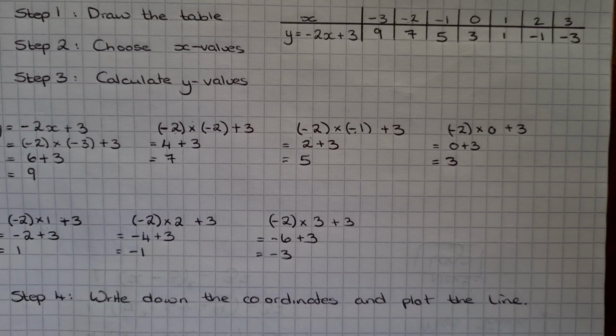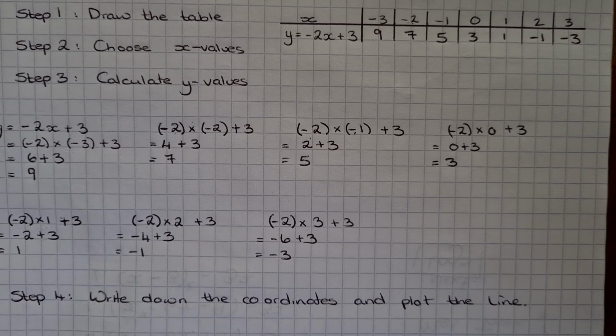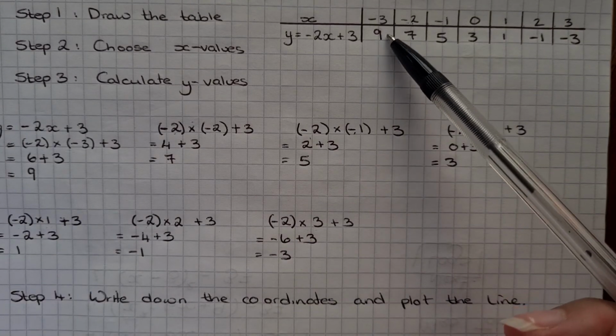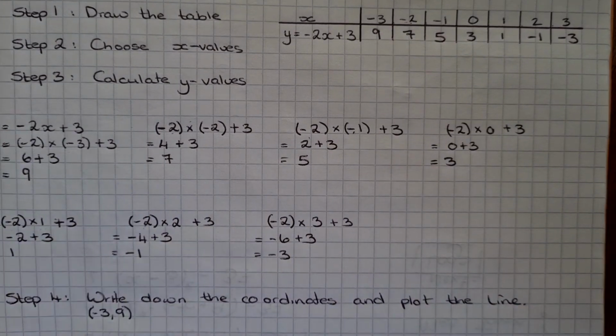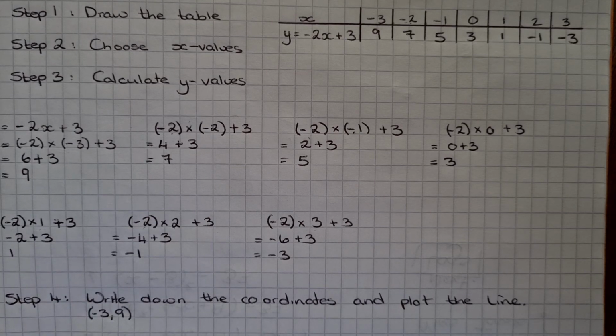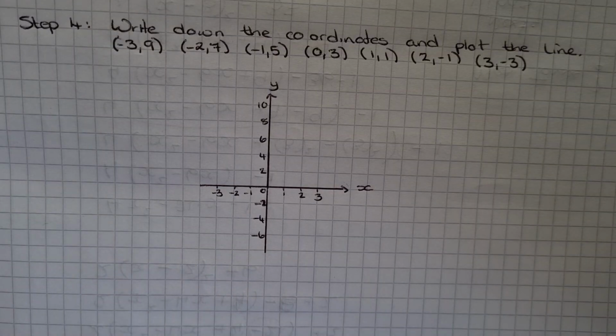Now, once you've done that, you're moving on to the last step, which is step 4, same as before. You write down your coordinates, so you're going to read them off vertically. So the first one would be negative 3, 9. And then you're going to use them to draw your line on a graph. So we've got all our coordinates, and we've drawn a graph with appropriate axes.